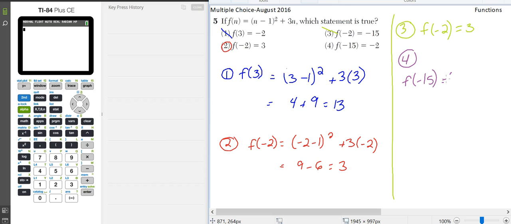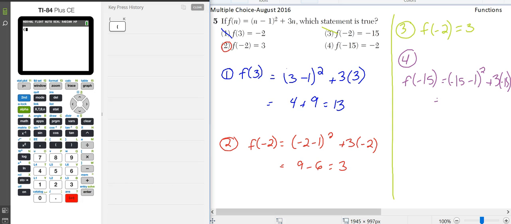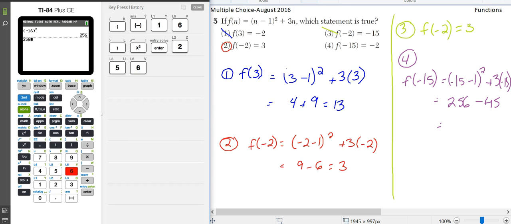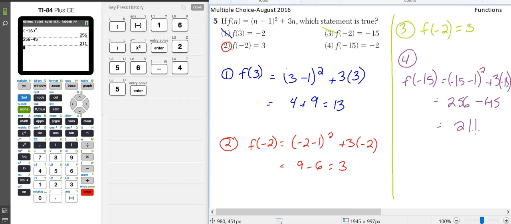not going to be. (Negative 15 minus 1) squared plus 3 times negative 15. Negative 15 minus 1 is negative 16. Negative 16 squared is 256. 256 plus 3 times negative 15, which is negative 45. 256 minus 45 is 211. So since 211 is not negative 2, choice 4 is not the answer to the question.